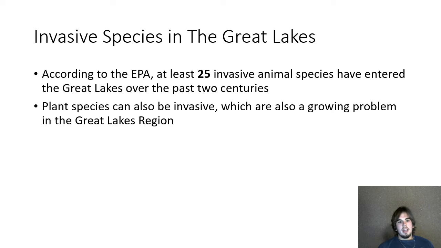So, in the Great Lakes, according to the EPA, at least 25 invasive animal species have entered the Great Lakes over the past 2 centuries. That's just animal species alone. And plant species can also be invasive, which are also a growing problem in the Great Lakes region. Before I started doing this project, it never really crossed my mind that plants could even be invasive. I don't know why I never thought that was a thing, but after doing this project, I can now say confidently that plants are considered to be invasive species in some cases, and it's pretty interesting. So let's jump in.